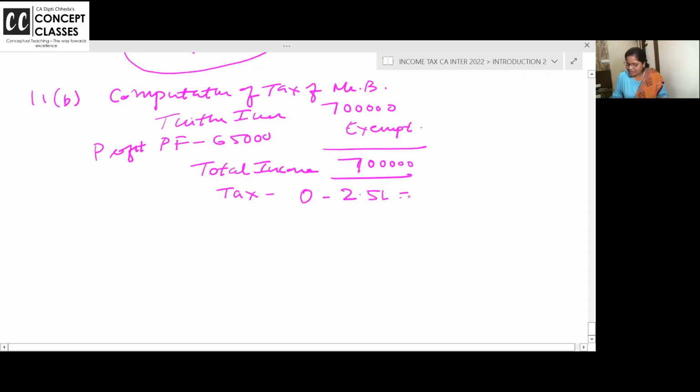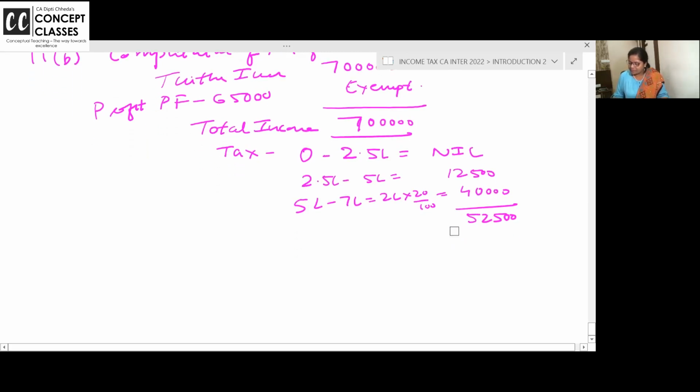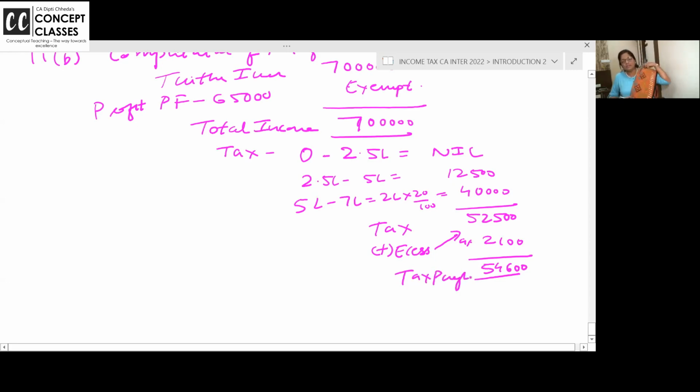0 to 2.5 lakh, taxes nil. 2.5 lakh to 5 lakh, 12,500. 5 lakh to 7 lakhs, on the next 2 lakh, 20%, 40,000. 52,500 is the tax, and on that 4% is the e-cess. 54,600 is the tax payable. Simple. Why some of you have done 1 lakh and all? I didn't understand.